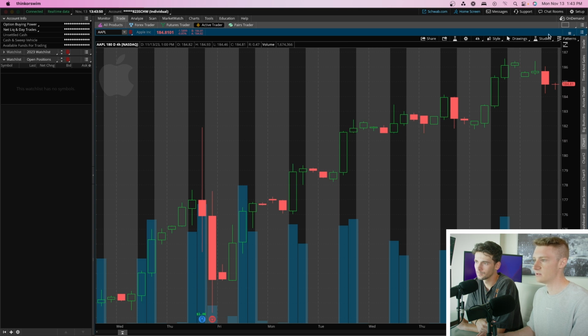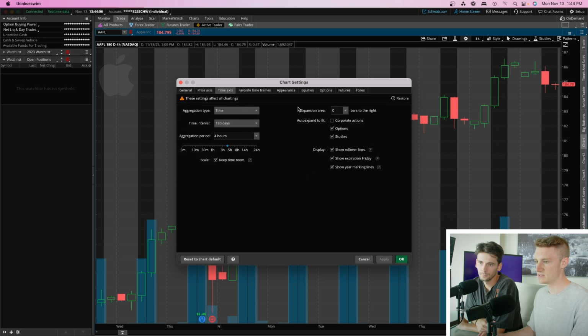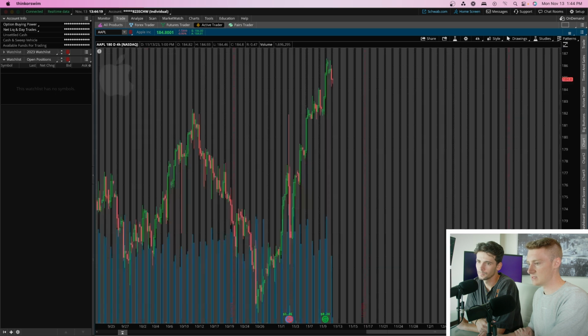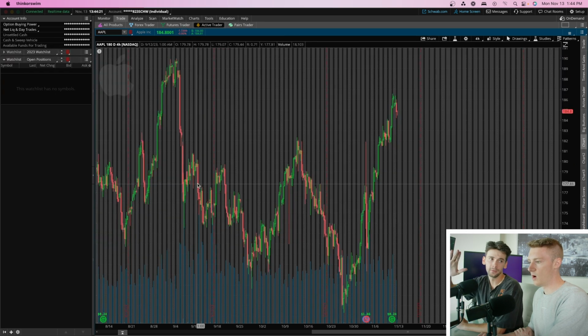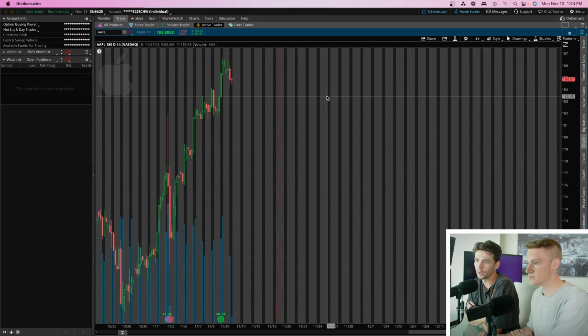So what I want to do is go to the little gear icon right here. We're going to go to, I believe it's time axis. Okay. So time axis, expansion area, bars to the right. We're going to type in 180. Now we're going to click apply and okay. Now we can see 180 days behind you, 180 days in front. 180 bars. So yeah, it's not days.